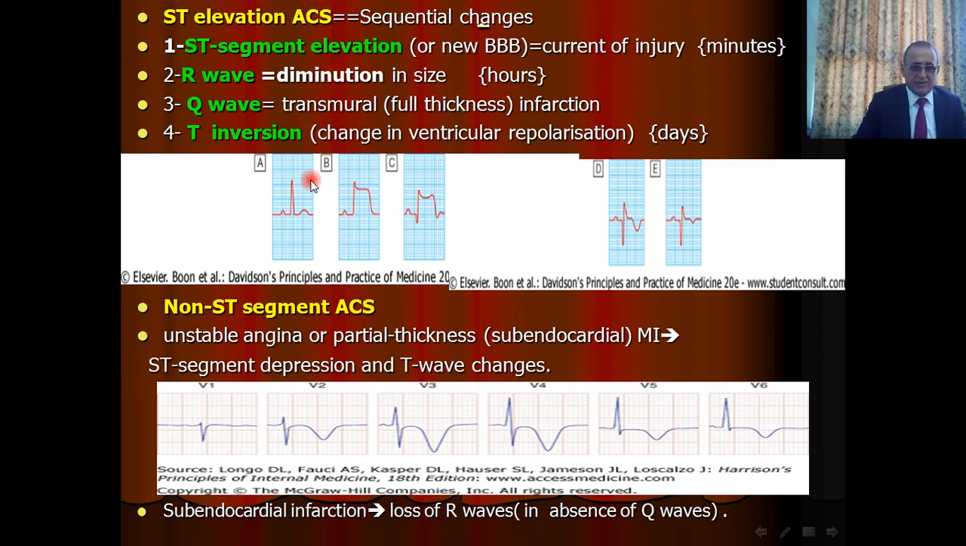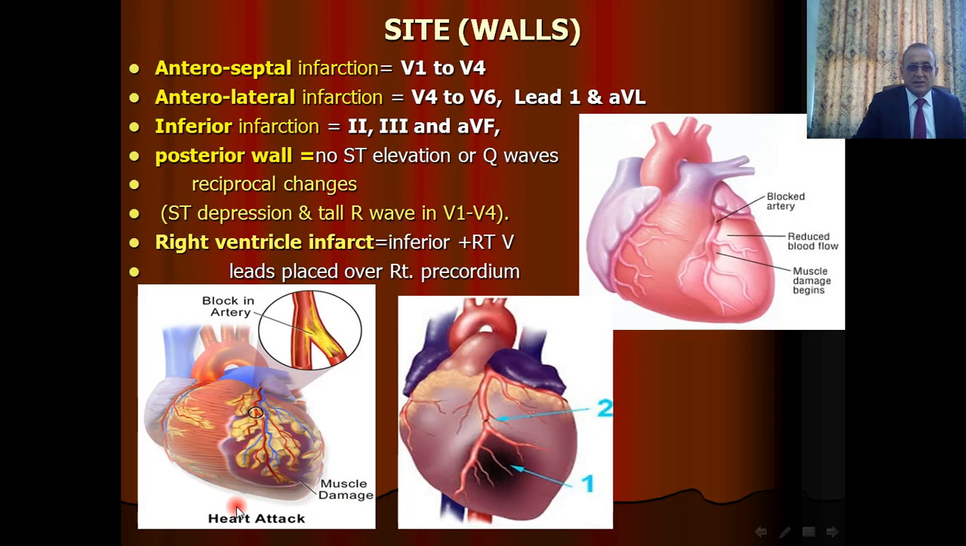But in non-ST segment acute coronary syndrome, that's say unstable angina or partial thickness, then you have ST segment depression and T inversion. This is the T inversion. To differentiate these two, partial thickness infarction and unstable angina, sometimes we have loss of the R wave in the subendocardial infarct. Now, by now we diagnosed myocardial infarction from symptom and ECG.